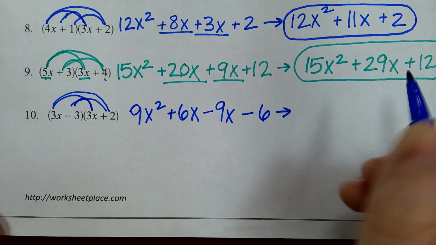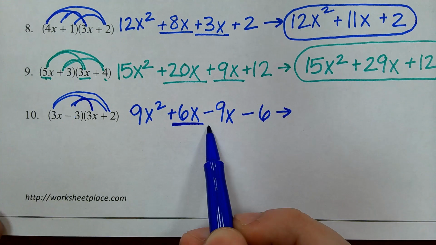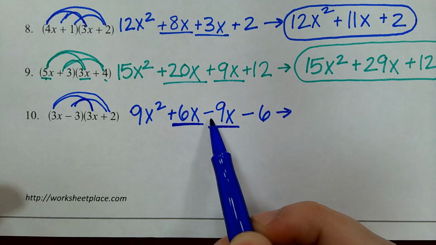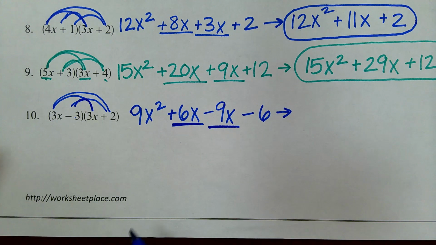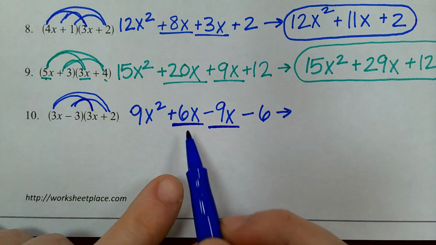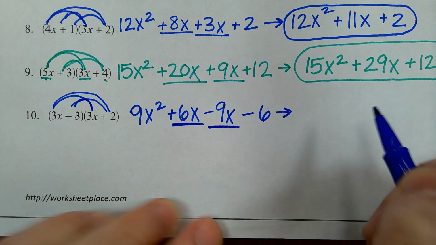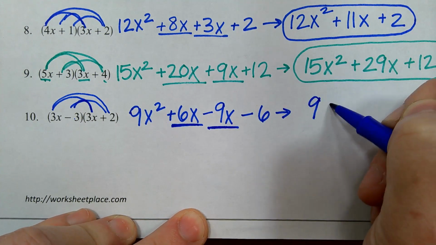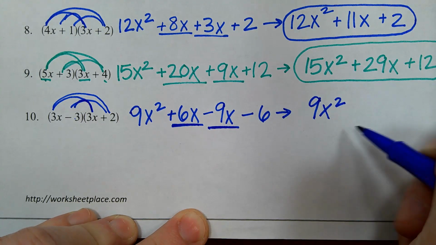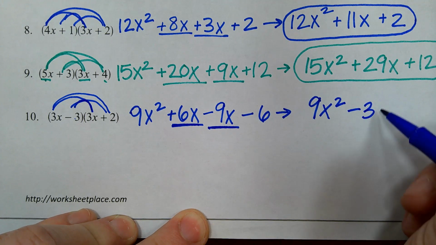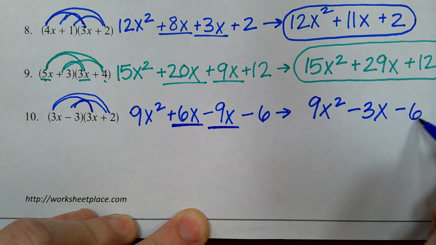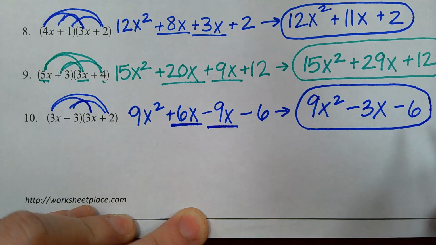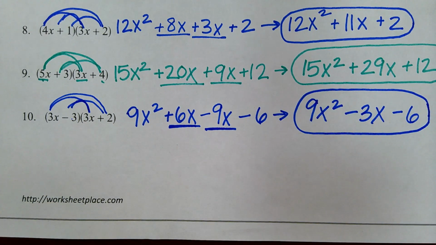Good. Okay, now we've got to combine our middle terms. And don't get confused with a small number minus a bigger number. Yeah, negative 3x. 6 minus 9 is negative 3. So all we got to do is put an x on the end of that. 9x squared minus 3x minus 6. And that is it, guys. That is it.